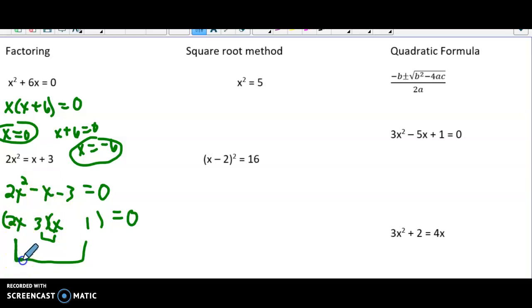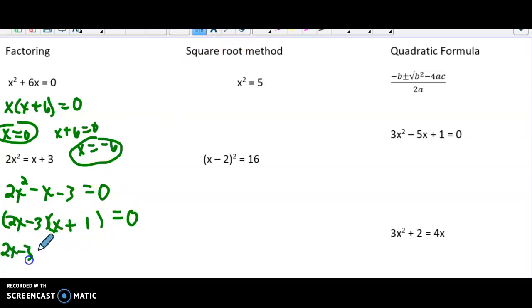I notice that my outer product, 2x times 1, is 2x. My inner product, 3 times x, is 3x. If 3x is negative and 2x is positive, that will add to -1. So this factored, again, I have two things that multiply to 0. One or the other has to be 0.